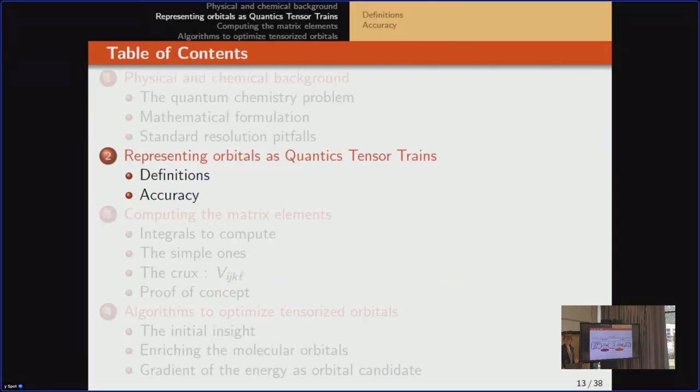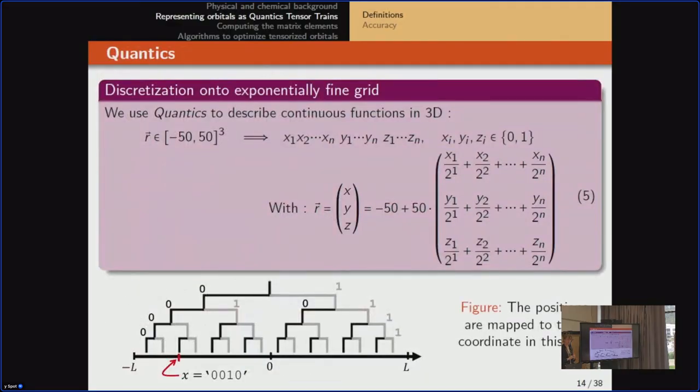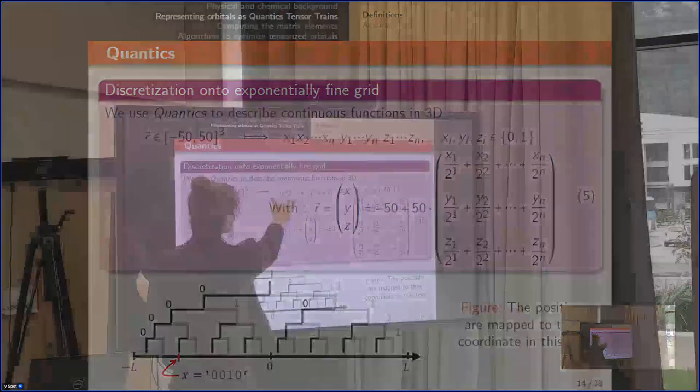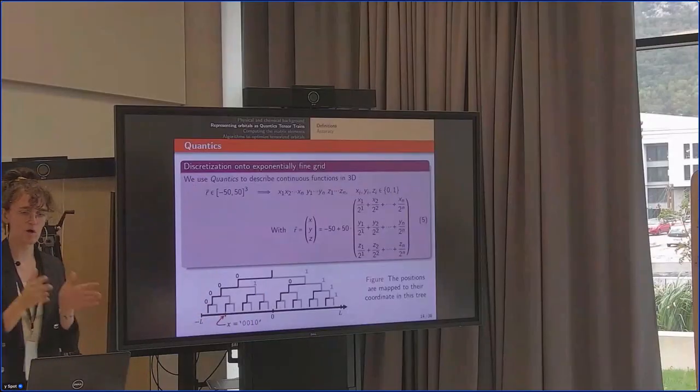OK. So now, let's see how we use quantic tensor trains to apply to this problem. To do this, we have 3D functions. This means that we are using quantics. Here, I showed the discretization that we are using. We are grouping the directions together. So all the x, all the y's, all the z's.